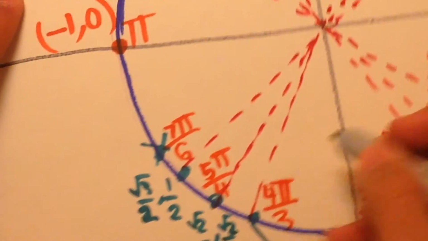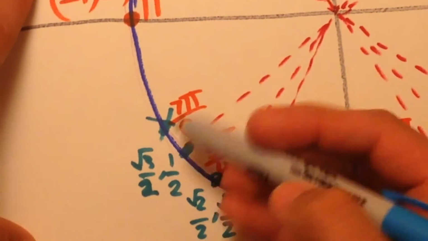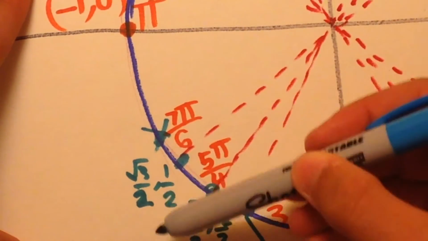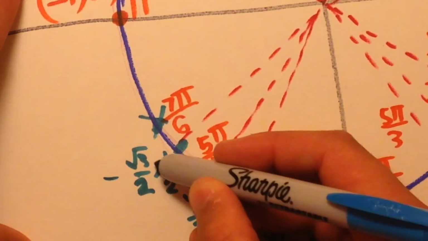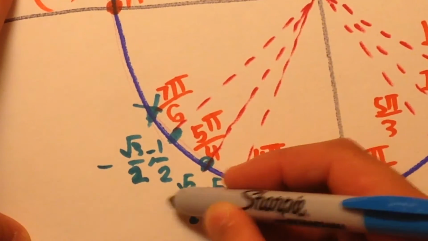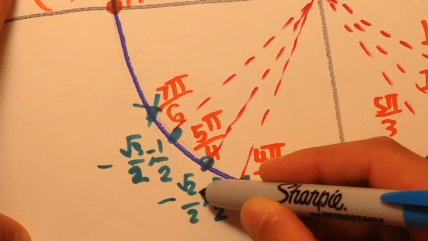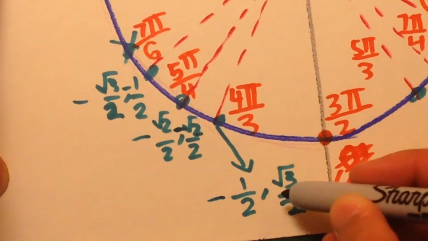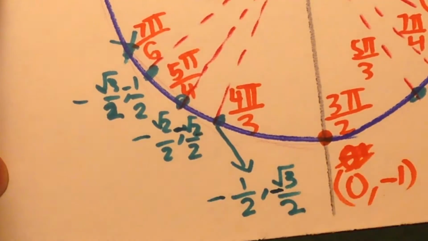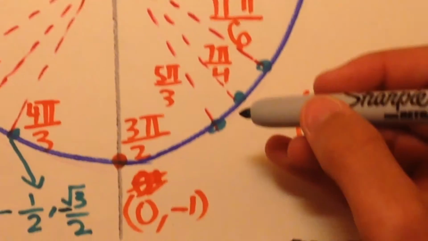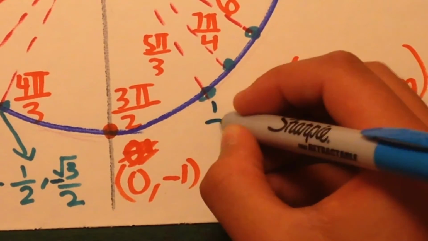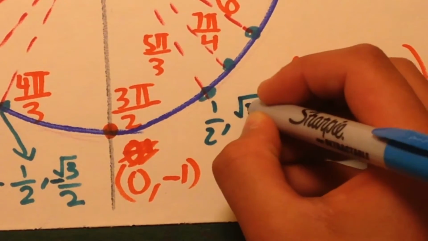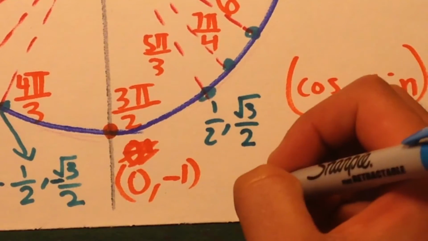Now they're both negative since we're in here. There's a negative x and then negative y since we're going down. So negative, negative, negative, negative, and then negative, negative. And then here it's going to be a half comma square root of 3 over 2.